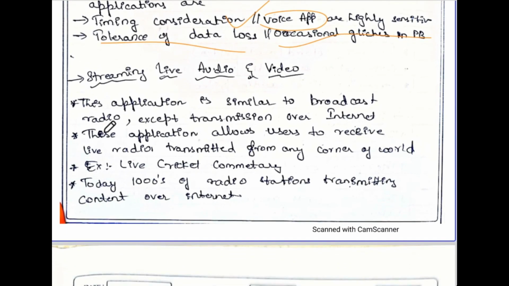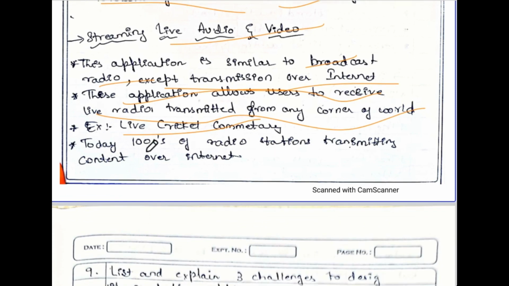Streaming live audio or video. This application is similar to broadcast radio, except the transmission is over the internet. This application allows users to receive live radio transmitted from any corner of the world, like live cricket commentary. There are 1,000 radio stations transmitting content over the internet.